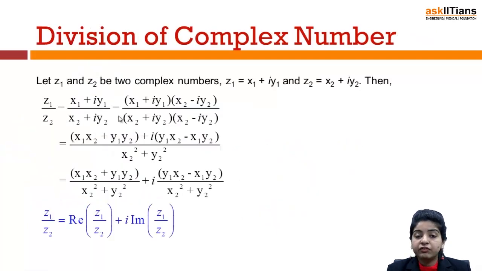Okay, now we have division of complex numbers. As we have discussed addition, subtraction and multiplication, division is also quite simple for complex numbers. So if we have two complex numbers z1 and z2, z1 is x1 plus iota y1 and z2 is x2 plus iota y2, then z1 by z2 is x1 plus iota y1 by x2 plus iota y2.